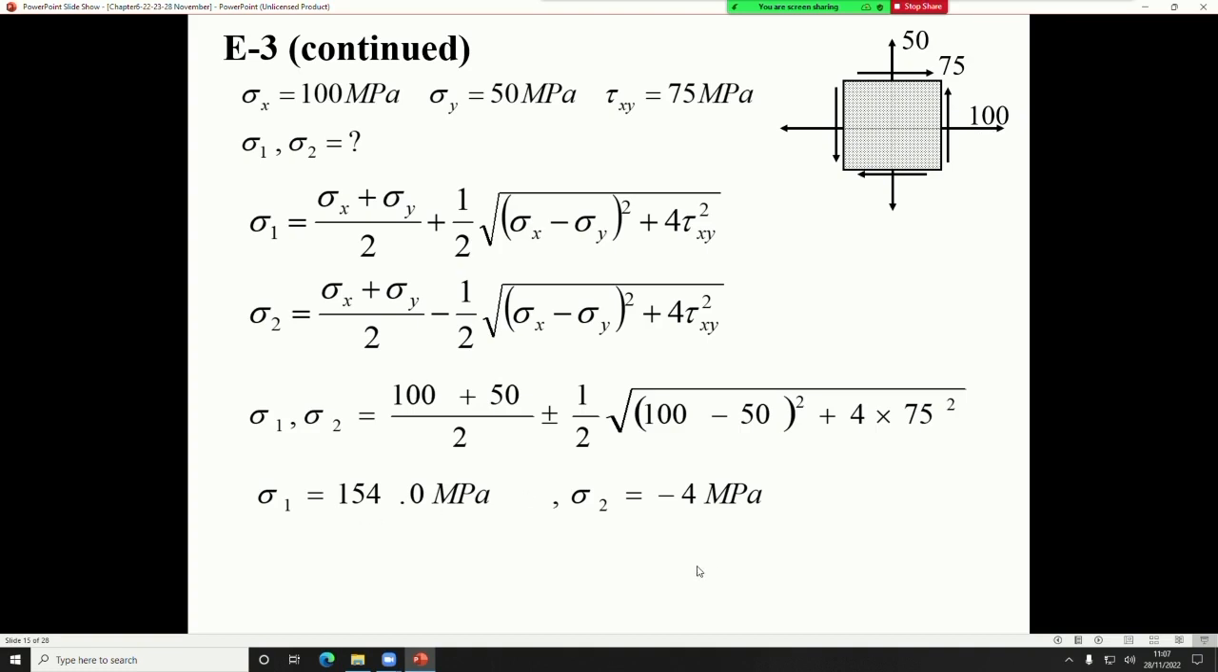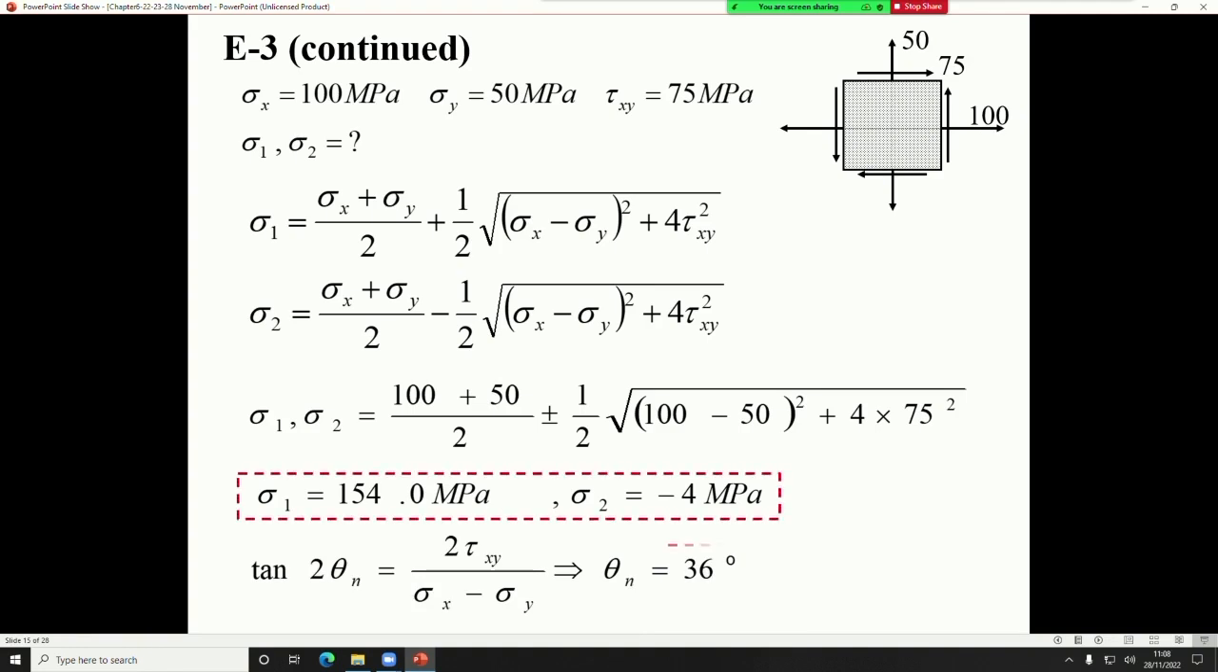If I was asked to find the direction of that plane, or the directions of the planes, I use this equation. So theta n is equal to 36 degrees. 36 plus 90 gives us the other plane because the two are orthogonal.